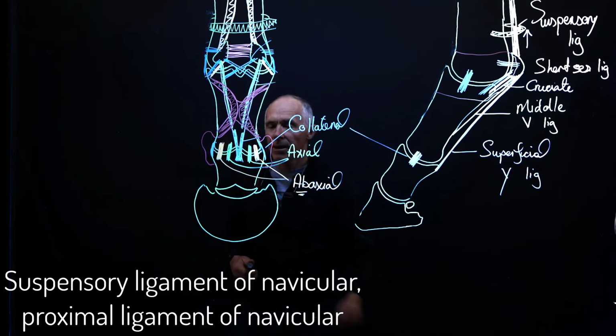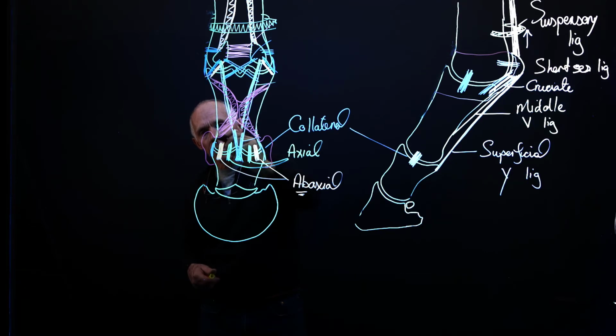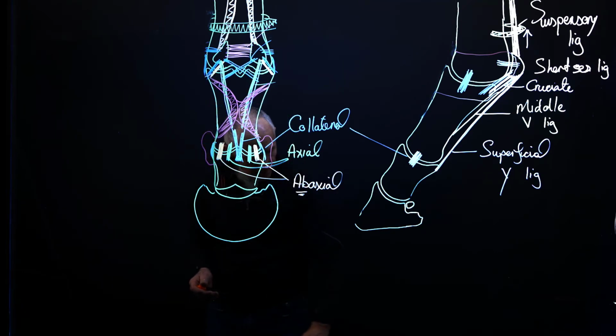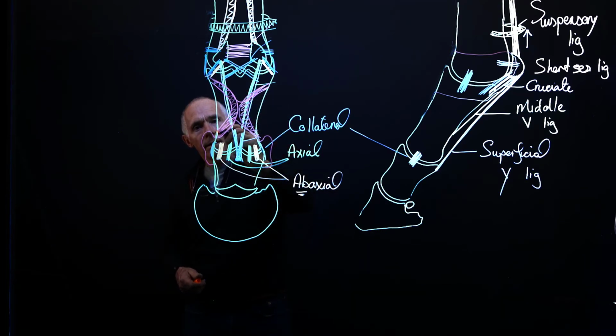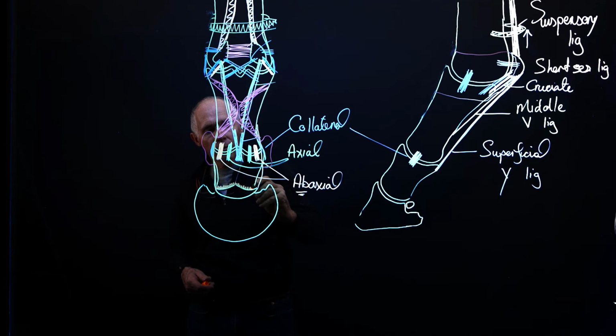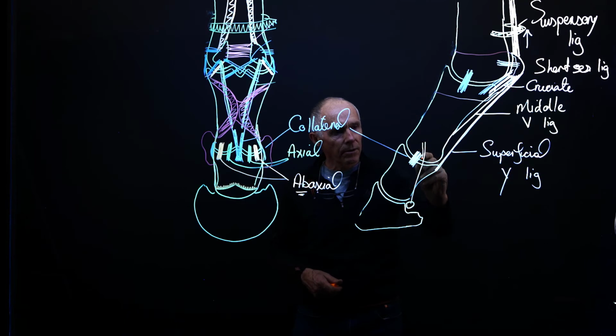And then we have the suspensory ligament of the navicular bone, which originates on the medial and lateral side, distal end of P1, runs down and inserts into the medial and lateral point of the navicular bone and runs along the palmar edge of the navicular bone. So this is the suspensory ligament of the navicular.